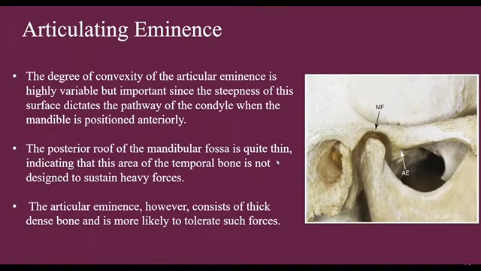Articular eminence. Immediately anterior to the fossa is the convex bony prominence called the articular eminence. The degree of convexity of the articular eminence is highly variable, but it is very important since the steepness of this surface dictates the pathway of the condyle when the mandible is positioned anteriorly.